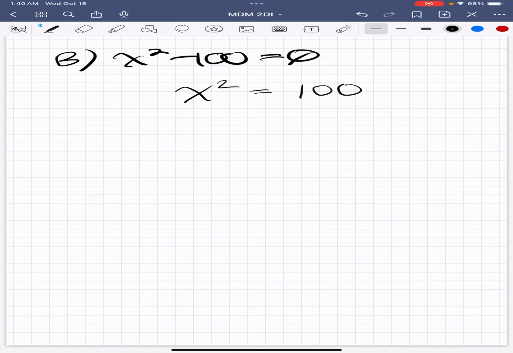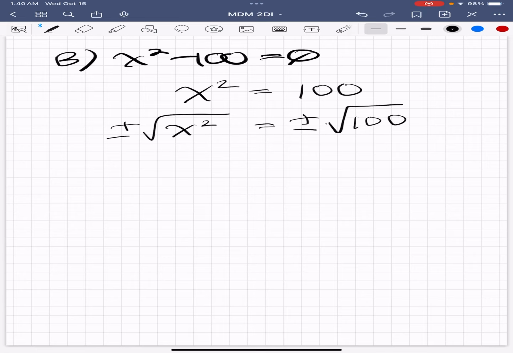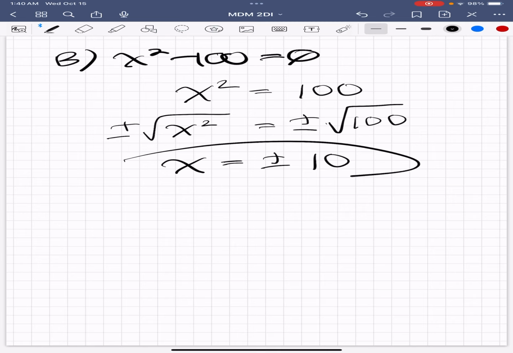Then we take the square root of both sides to get x by itself. So we have positive and negative square root of 100, and then x equals positive and negative 10. And that's our final answer. So we took the square root of both sides and got x by itself: positive 10 and negative 10.